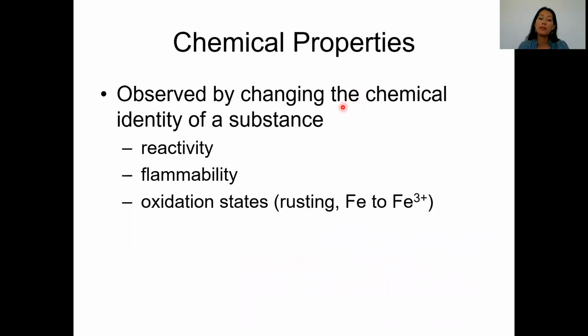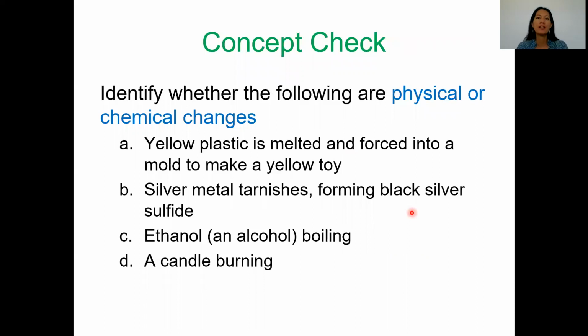So chemical properties, these are observed by changing the chemical identity of a substance. Examples are observing the reactivity or flammability or the oxidation state. In rusting iron, to go from just a neutral normal iron to an iron oxide, it changes what's called an oxidation state. We have a whole chapter on that, but it becomes an ion. It lost electrons. Okay, so why don't you pause and answer these questions, and I'll go over them with you, but pause and try these first and determine which are physical or chemical changes.